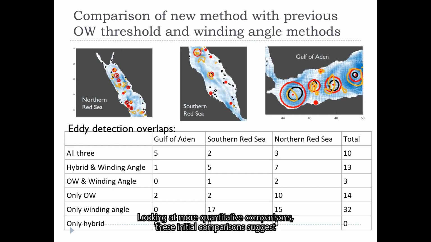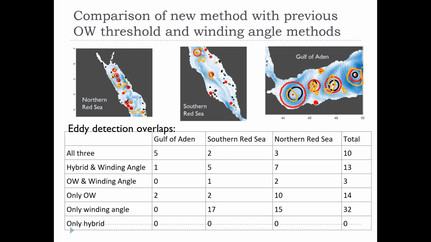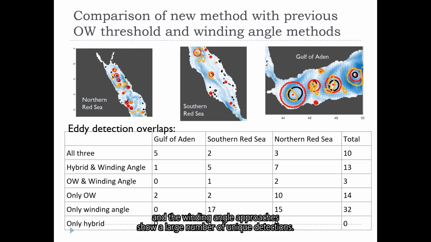Looking at more quantitative comparisons, these initial comparisons suggest the new hybrid method minimizes false detections, which we expect is due to the velocity field tests. In contrast, both the Okubo-Weiss and the winding angle approaches show a large number of unique detections.